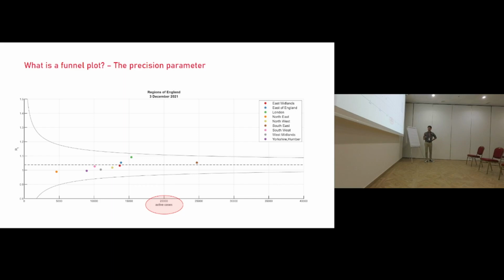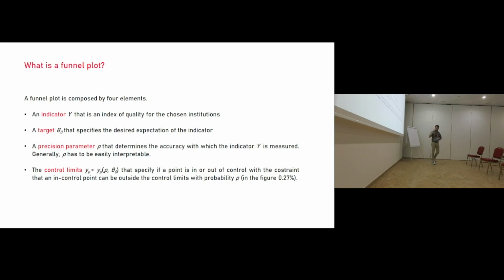And by precision parameter, we mean that, for example, we trust this orange point far less with respect to this brown point, because the value corresponding to the orange point is computed starting from a set whose size is smaller with respect to the brown one. And of course, then we need the control limits, Y_P, that specify if a point is in or out of control, with the constraint that any control point can be outside the control limits with probability P.